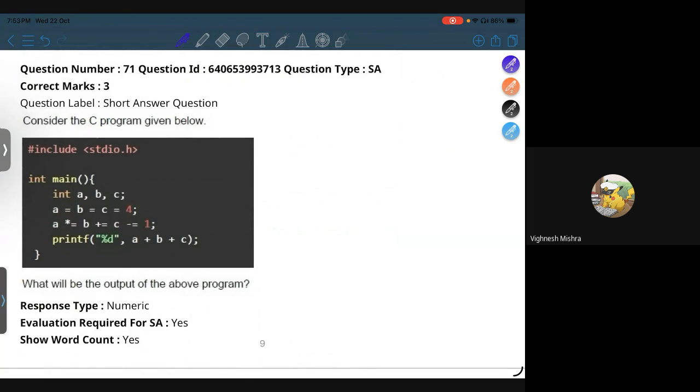Great then. Consider the C program given below. Okay, A is equal to B is equal to C is equal to 4, 4, 4. Now, whatever maths they can do, they did. C minus minus, someone decremented C here. Clean coding.